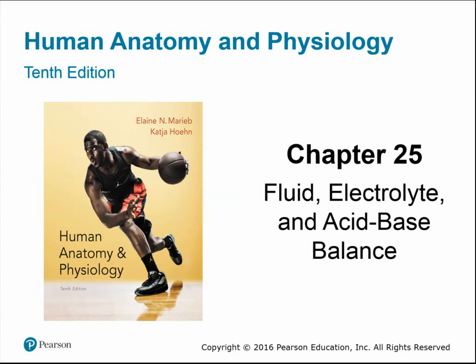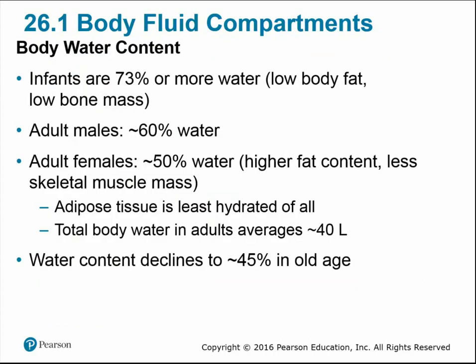This is chapter 25 on fluid, electrolyte, and acid-base balance. So looking at general body water content, infants are going to contain the most amount of water, up to 73% or more. This is due to their low body fat percentage and low bone mass. So this is what makes infants and babies have that squishy, dewy appearance.